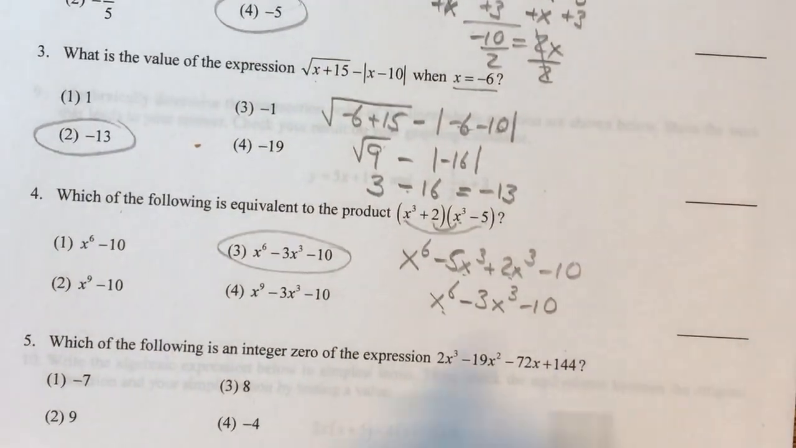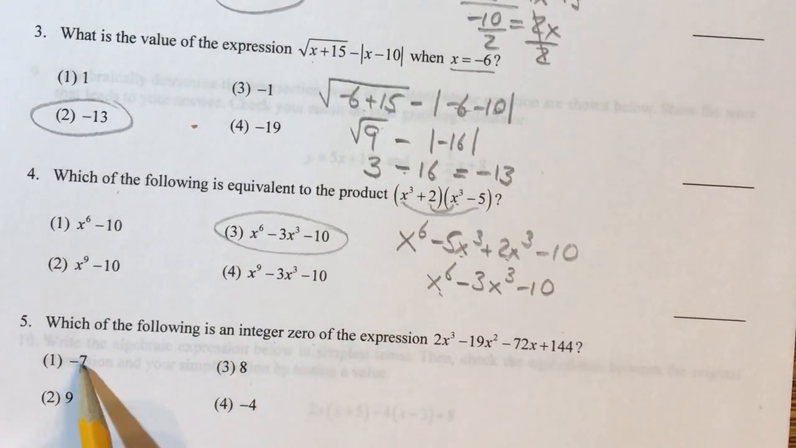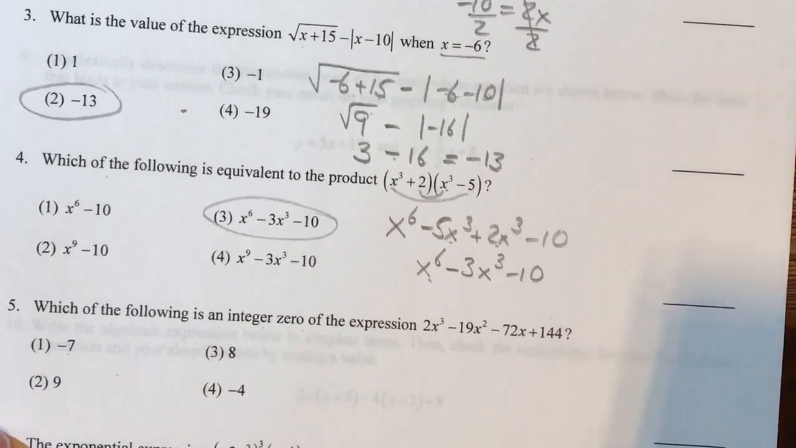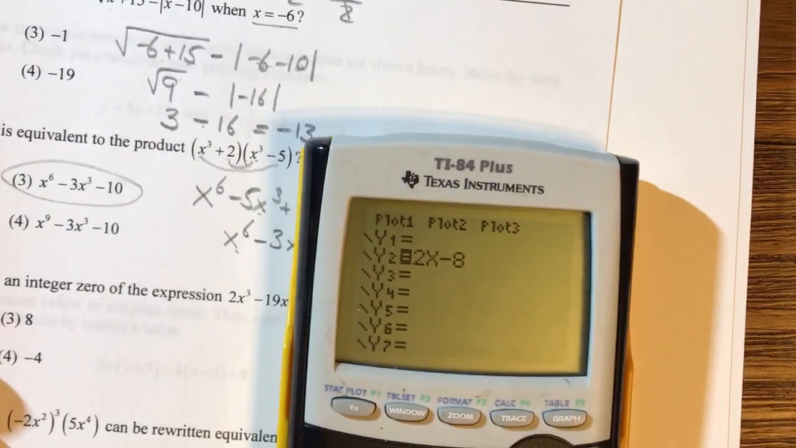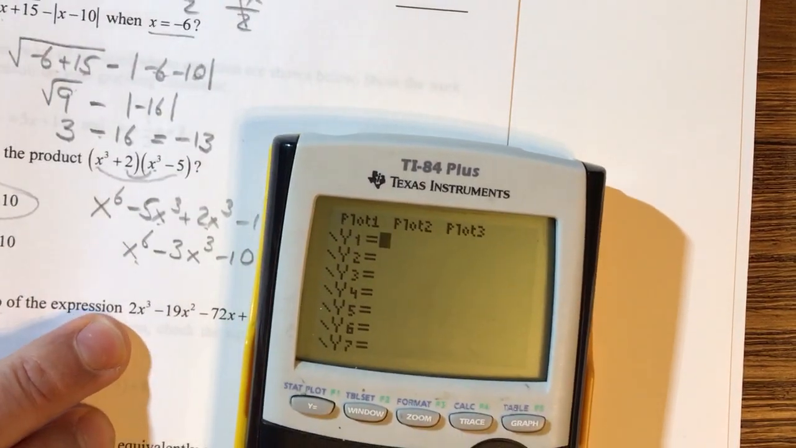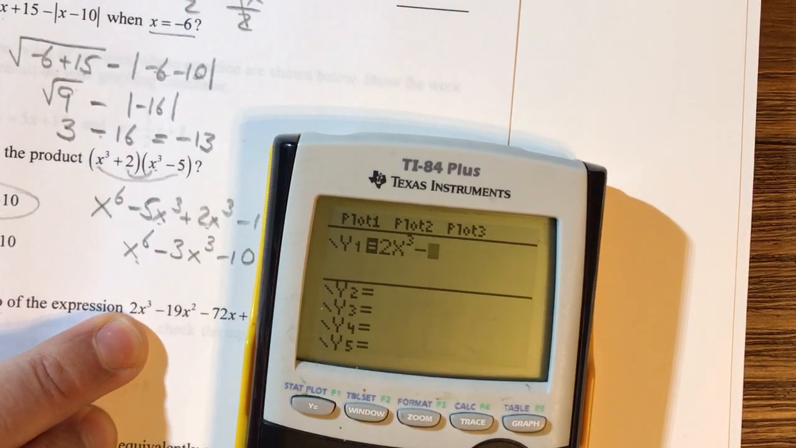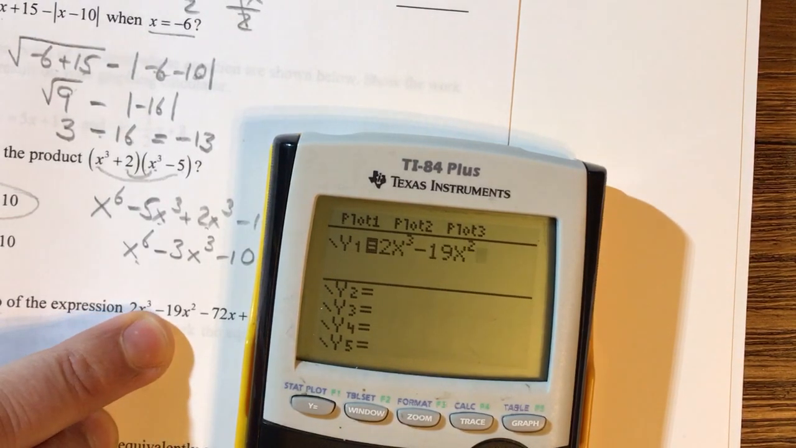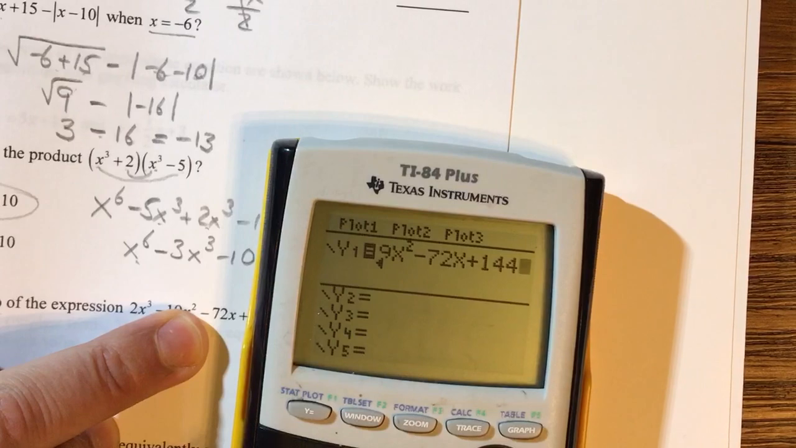All right. Which of the following is an integer 0 for this expression? Well, one option, I could plug them all in. I don't think I want to try to factor that. We did do that in Unit 1. I think we're going to use the old calculator. Once in a while, I'm going to pull this bad boy out. Whatever you got in there, let's clear that out. All right. 2x to the 3rd power, 19x squared, 72x plus 144. I got it in there.